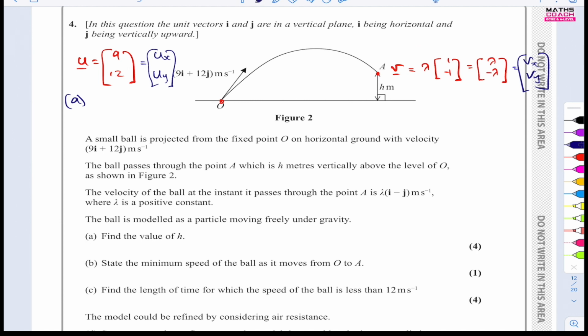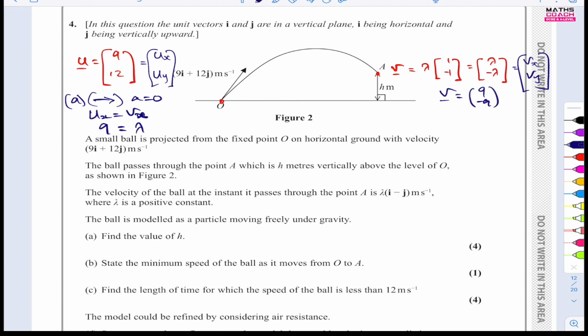So this means that horizontally, acceleration is 0. So that means ux is the same as vx. So therefore, 9 must be the same as lambda. So we have lambda in that case. Now if you've got lambda, the velocity at point A would be 9 minus 9.